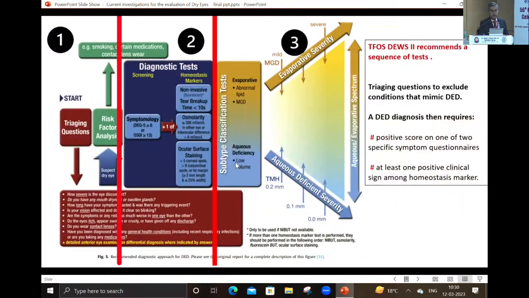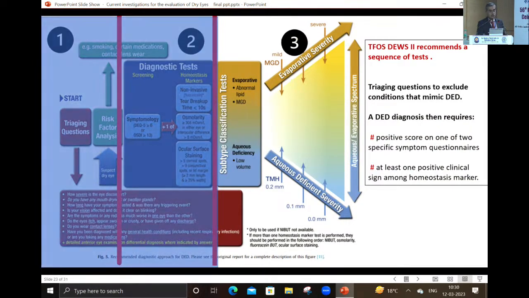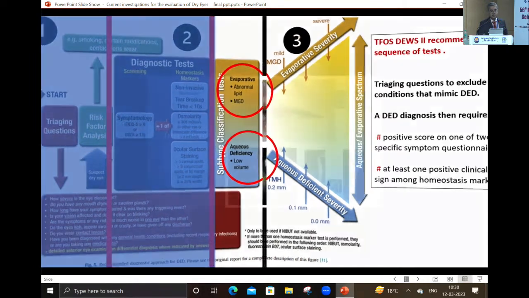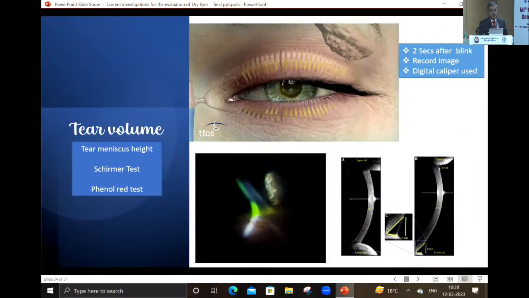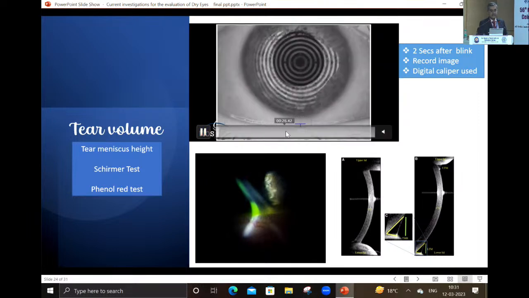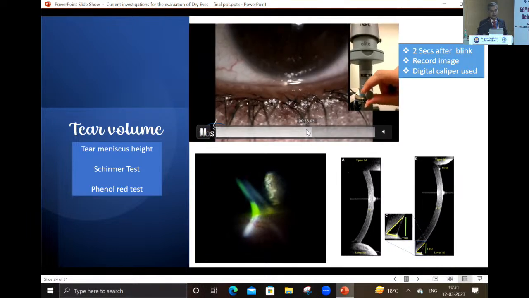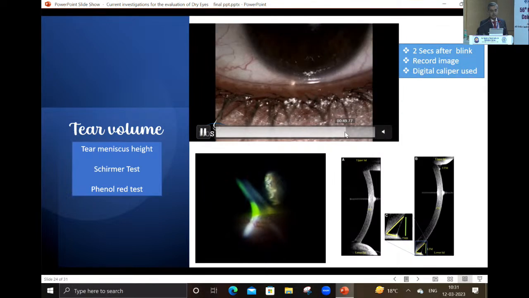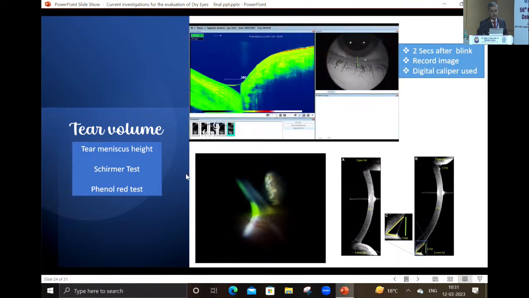So, last 1 minute for the presentation. Once these two are done, we go for the subclassification of which type it is, by looking at the tear volume assessment. Of course, Schirmer's and phenol red need no explanation. Otherwise, you can look at the tear meniscus height, either by the slit lamp or using an OCT, and the volume.